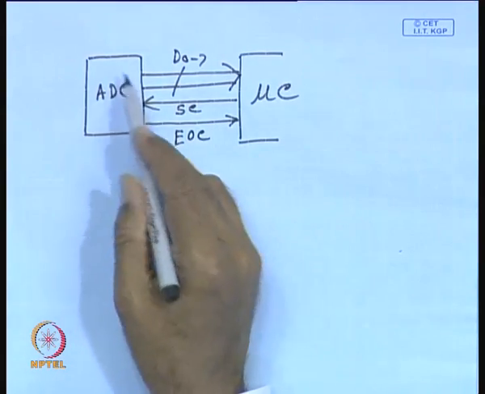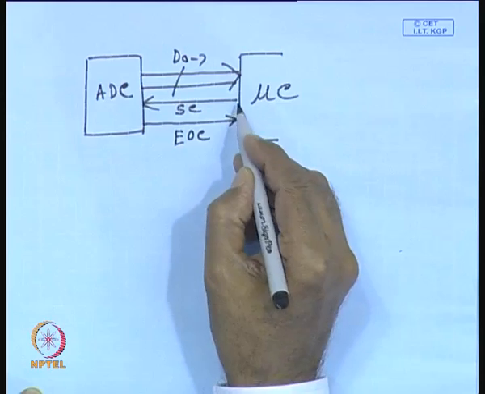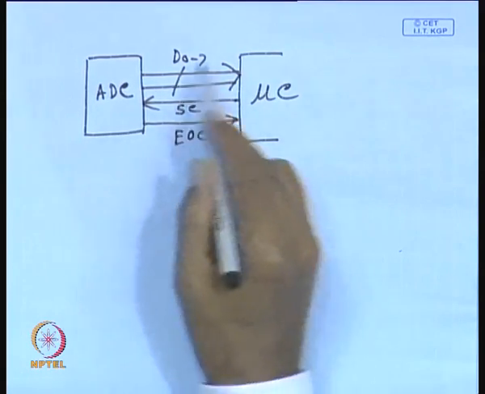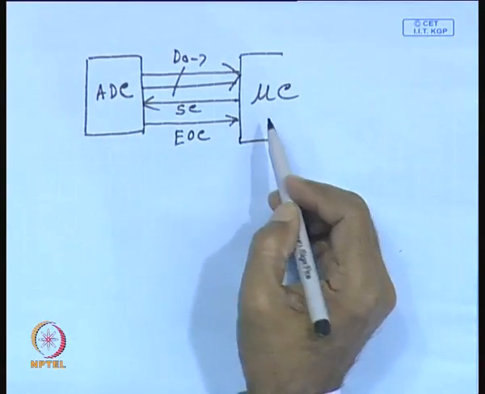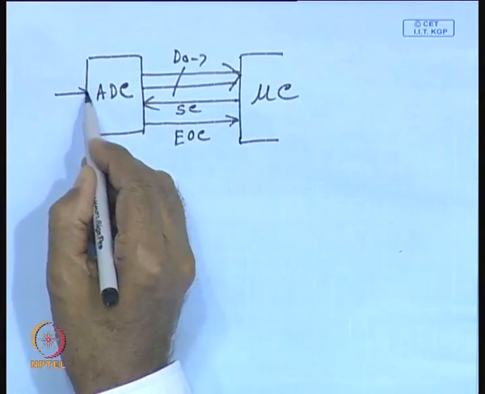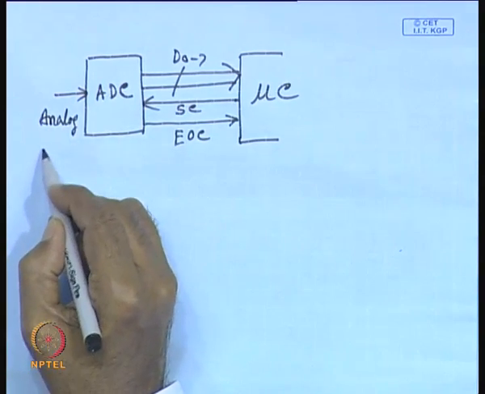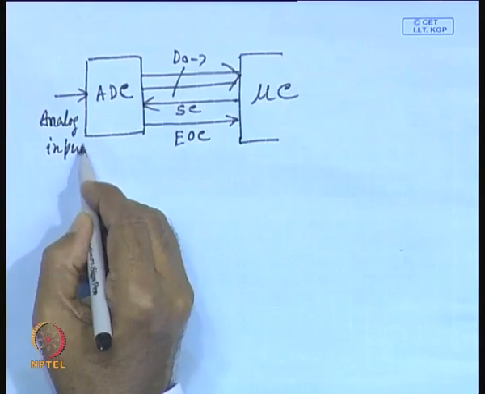These are available in analog to digital converters, and these signals will go to port lines of a microcontroller. Then you will interface this ADC, and obviously there will be an analog input here, and the analog to digital conversion can be done. So, this is the first approach.